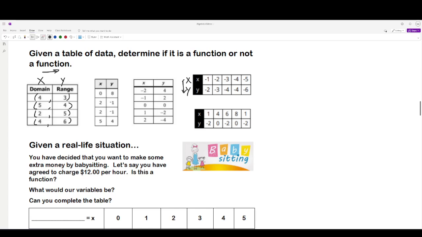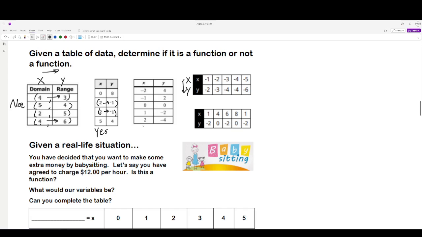So this table has 4, 5, 2, 4. 4 goes to 3, and 4 goes to 6. That is not a function. In this one, 2 goes to -1 and 2 goes to -1. So that one's kind of tricky because 2 showed up twice, but these are the exact same point. They're not 2 different points. So this one actually is a function.